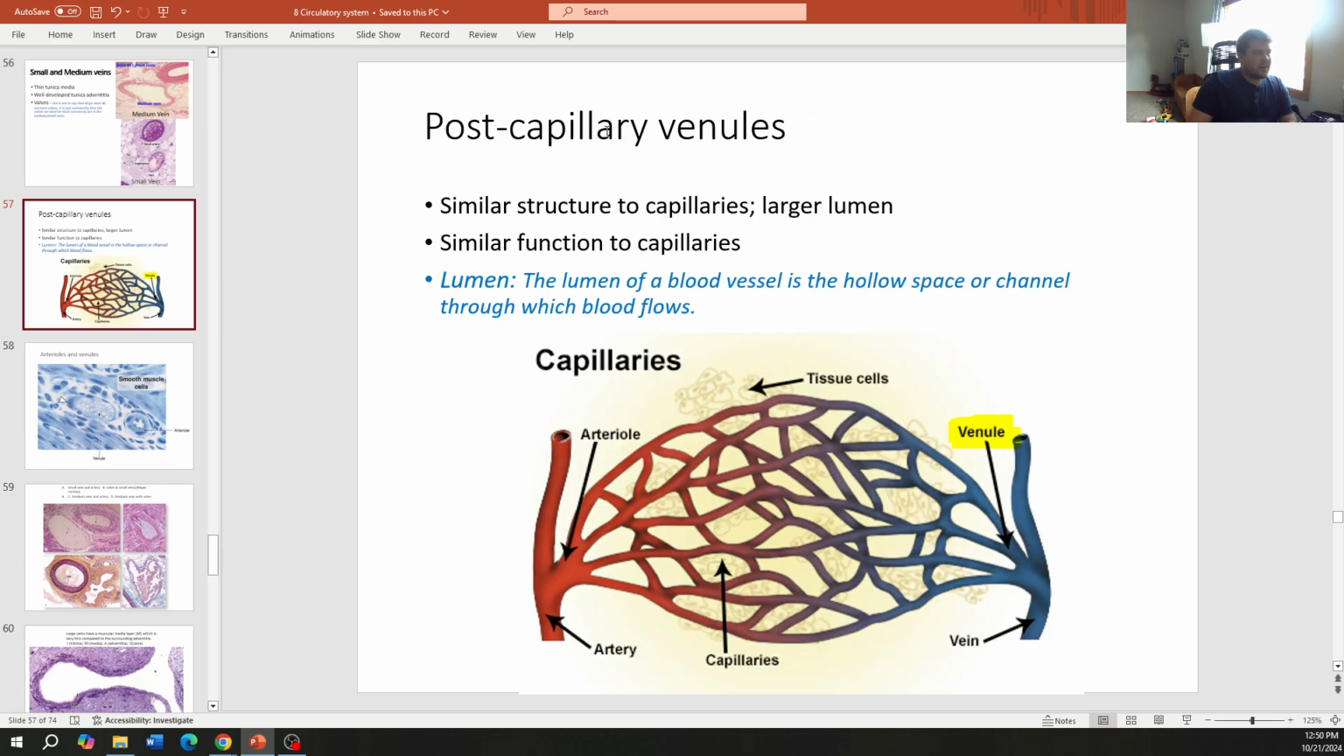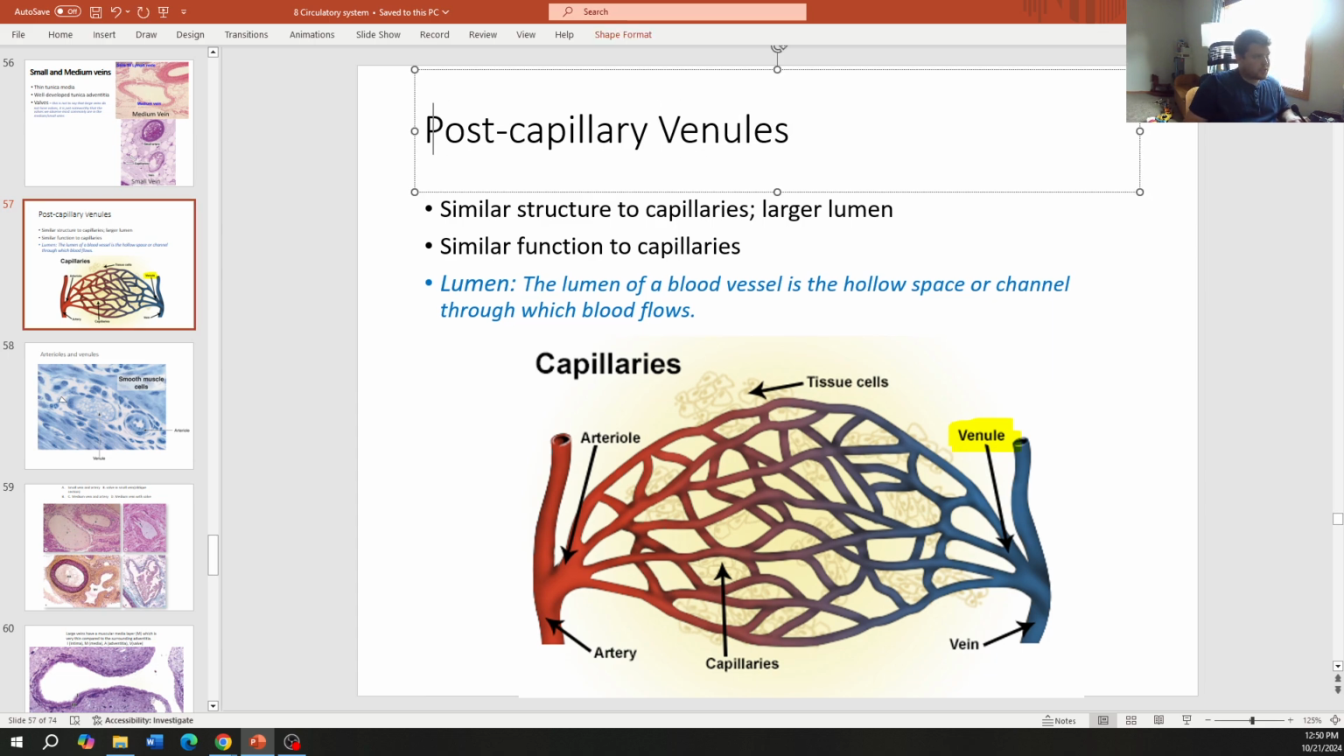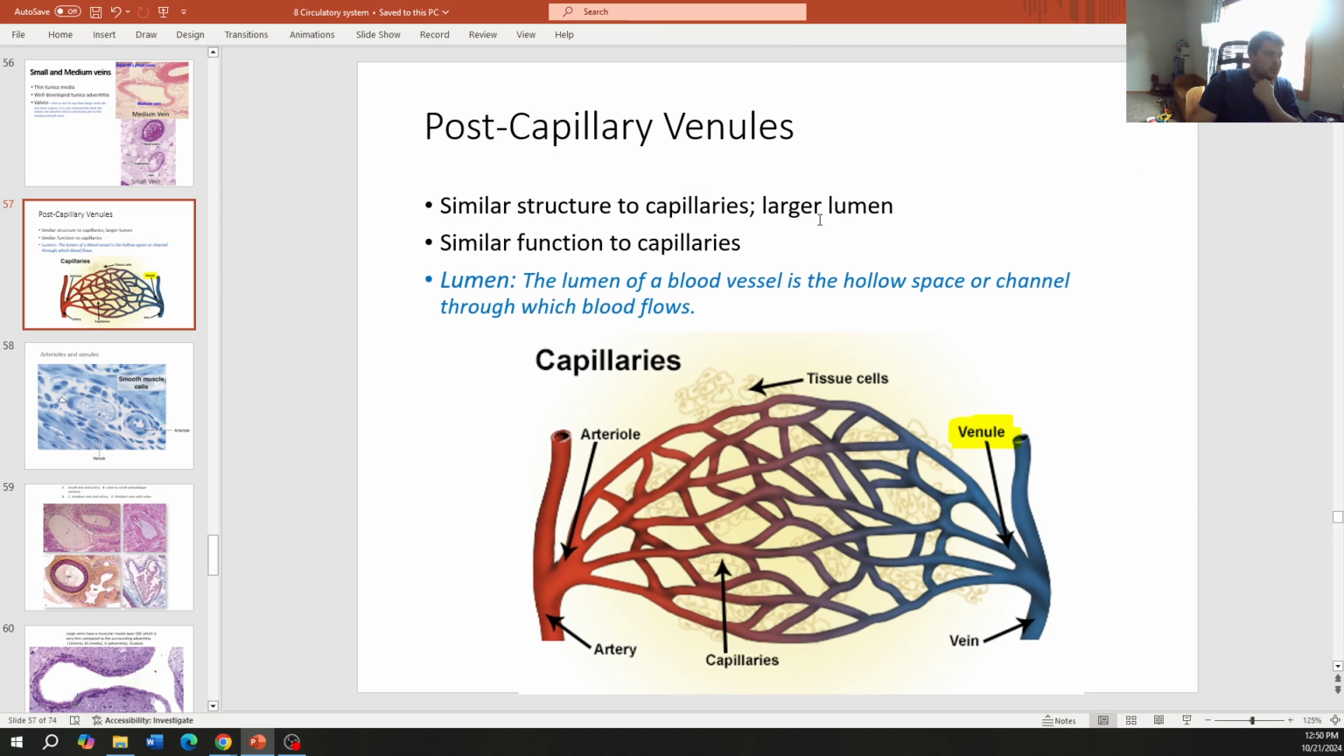Finally, the venules, these are our post-capillary venules. They are similar in structure to capillaries, but they have a larger lumen. Again, that's that hollow space on the inside. And they have a similar function to capillaries. So they're still working a lot with the exchange of nutrients, exchange of fluid, all of that kind of stuff as the capillaries do.